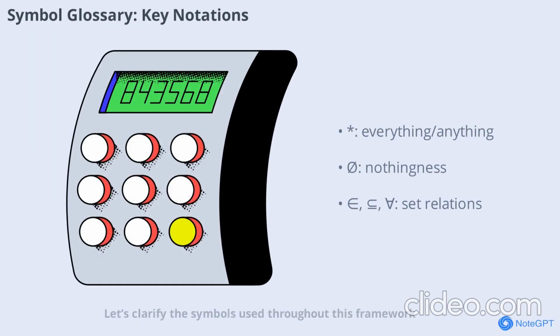Let's clarify the symbols used throughout this framework. The asterisk means everything or anything. Ø is absolute nothingness. E(x,t) is expansive energy at point x and time t, and I(x,t) is integrative energy. ∈ means element of, so x ∈ X means x belongs to set X. ⊂ means subset of, and ∀ means for all. These notations help us express complex ideas with elegant simplicity.